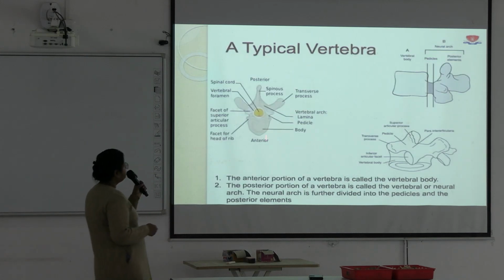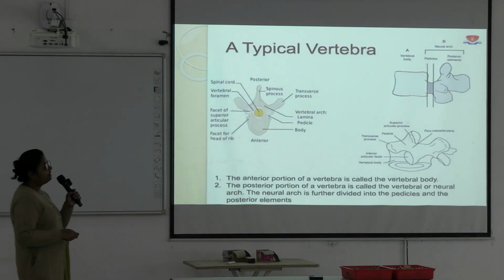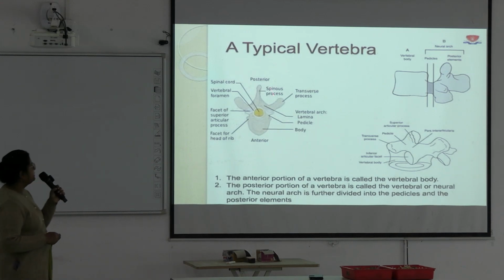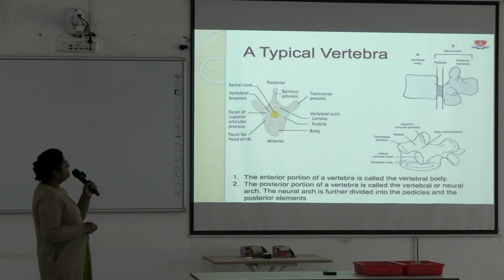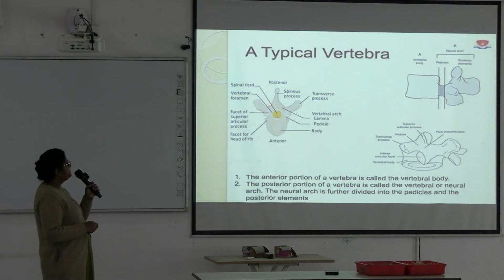Next, what are the different parts of a typical vertebra? See, this is the vertebral body. It has a pedicle on the two sides. These are the laminae. These are the articular processes. These are the transverse processes, and this is the spinous process. And this is the vertebral canal.